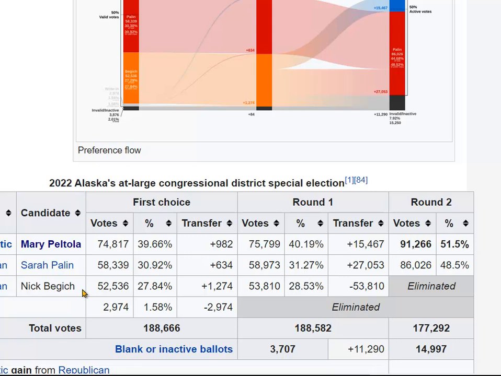And then the next candidate was eliminated, and since Nick Begich here was the third candidate at this point and only two would remain, it would have to be that one of them gets more than 50%, unless it's a total tie at 50.0, right? So then Nick Begich, 53,810. Again, there might have been some inactive or blank ballots that didn't go to either one of them. Actually, quite a few. Looks like even 11,000. Because Mary Peltola got 15,000 from him, Sarah Palin got 27,000 from him. That doesn't add up to 53, right? So 11,000 went down here. So apparently for their second choice for Nick Begich, they didn't put anything in there. They don't have to. And so in any case, Mary Peltola then got up to 51.5%, and that won her the seat.